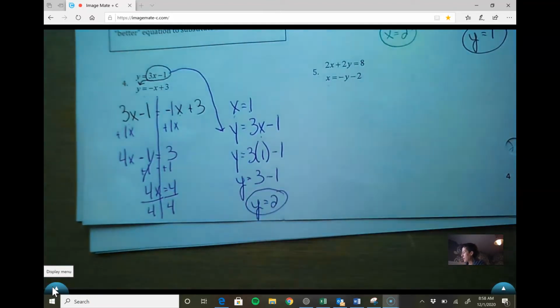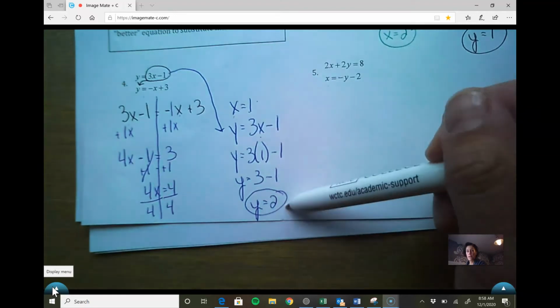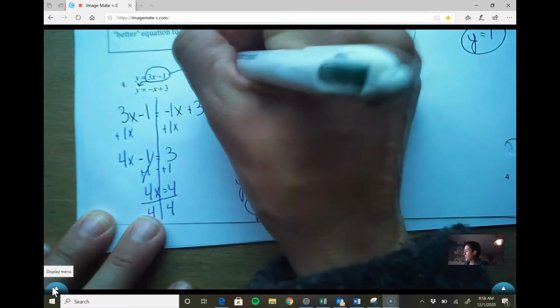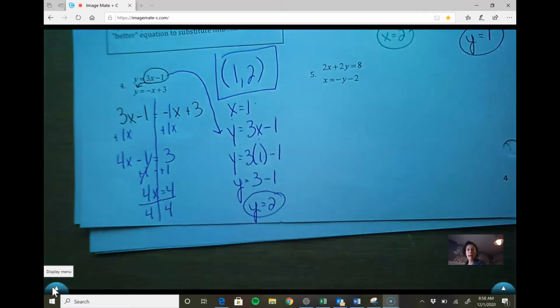So here I get my two answers. I have x is 1 and y is 2. Again, we always want to write them as the ordered pair, so 1, 2. And that's it. We're going to come back together and do number 5.